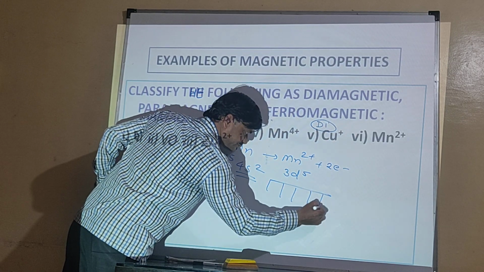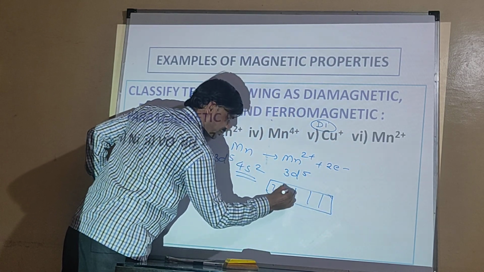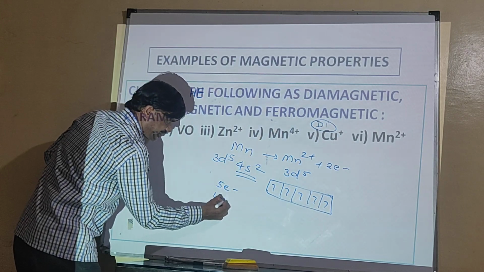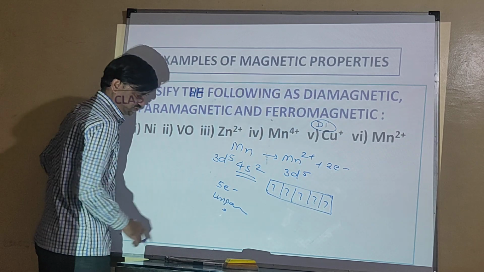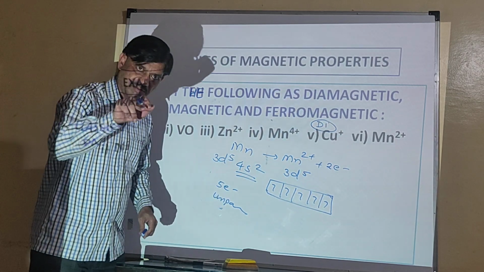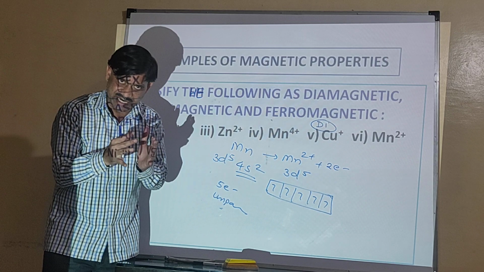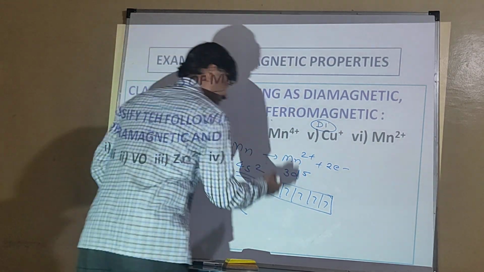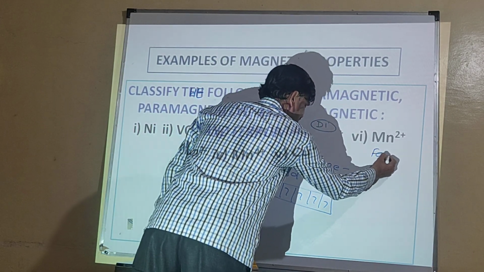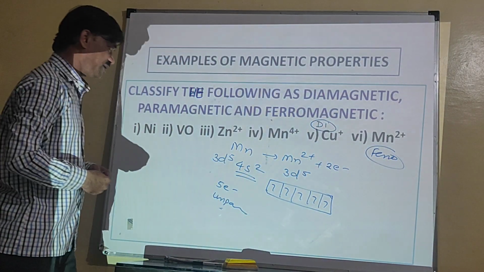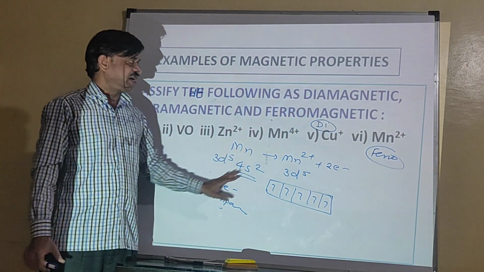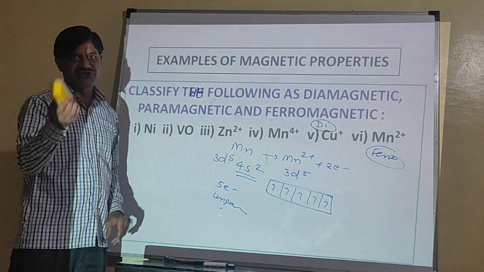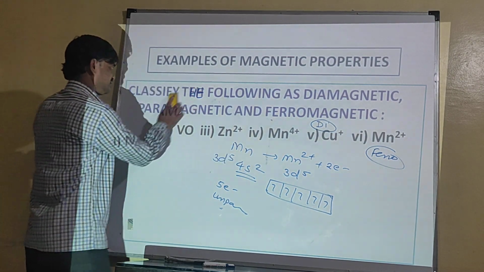So what about 3d5? Tell me the distribution. All the 5 d orbitals possess what type of electron? Unpaired. So there are how many unpaired electrons? 5 unpaired electrons. So what is our criteria? The higher the number of unpaired electrons, the species is strongly attracted in a magnetic field. It can be permanently magnetized. So it is an example of what kind of species? Ferromagnetic species. Remember, it is strongly attracted and can be permanently magnetized. So whatever the species given to you, you can easily classify them into different categories.